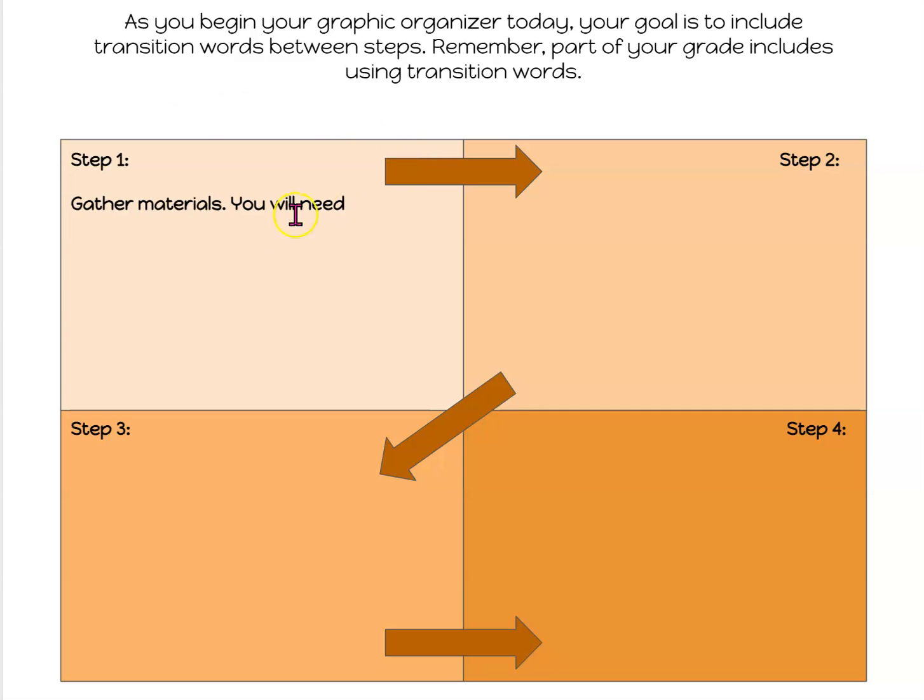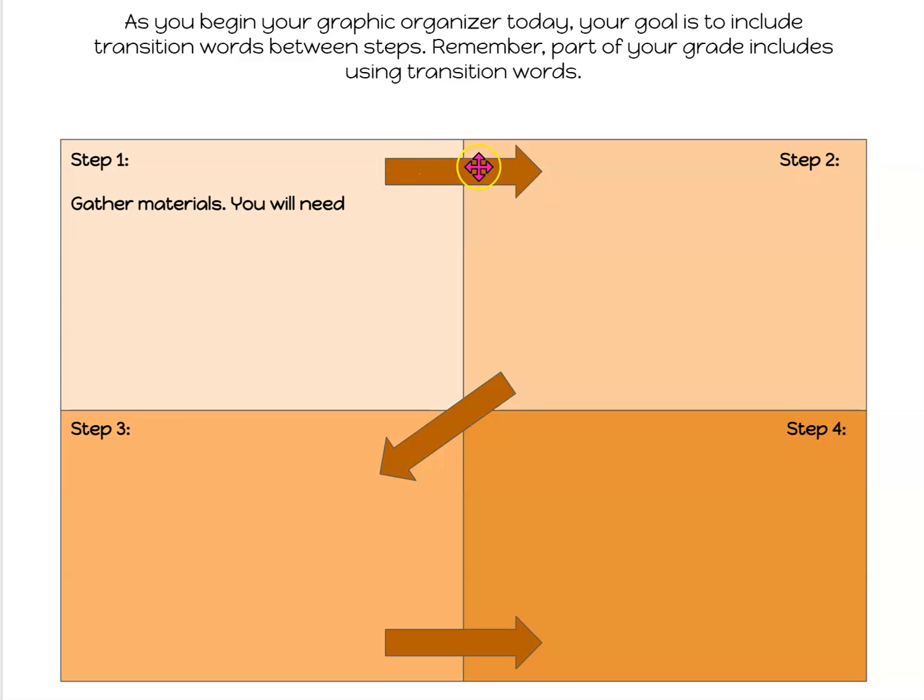So you're going to now fill in, gather materials. You will need, and here's where you're going to list what you need. So if I'm making a peanut butter and jelly sandwich, I would say you will need a loaf of bread, peanut butter, jelly, a butter knife, and a plate. Okay, so I have listed all the things that I will need.